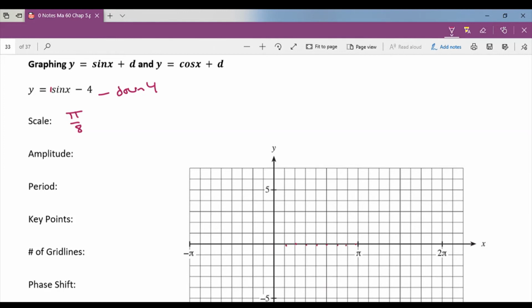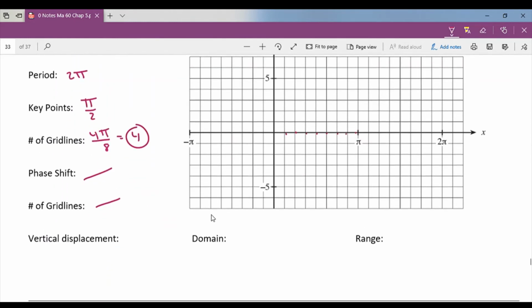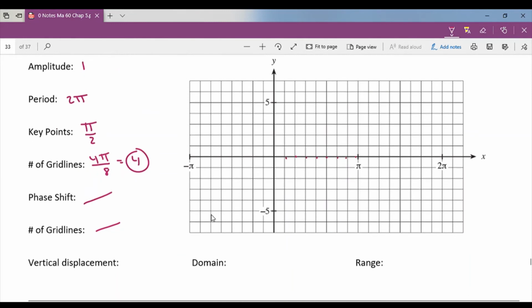The amplitude, there's a 1 here, is going to be 1. My period is going to be 2 pi, which means my key points are going to happen every pi by 2. And again, how many grid lines is that? Well, with a denominator of 8, that's going to be 4 pi by 8. So every 4 grid lines, you're going to have a key point. Phase shift, oh, thank goodness there isn't one. And then the vertical displacement we decided was down 4.